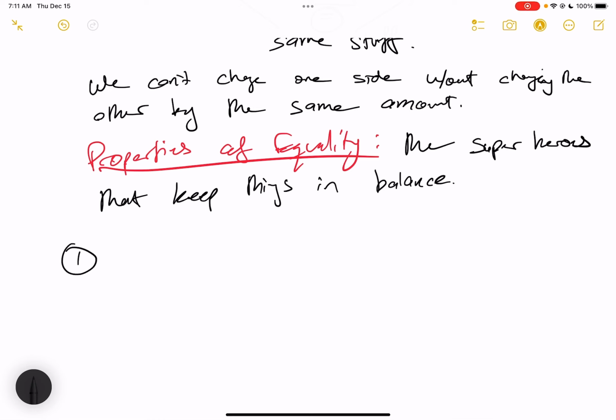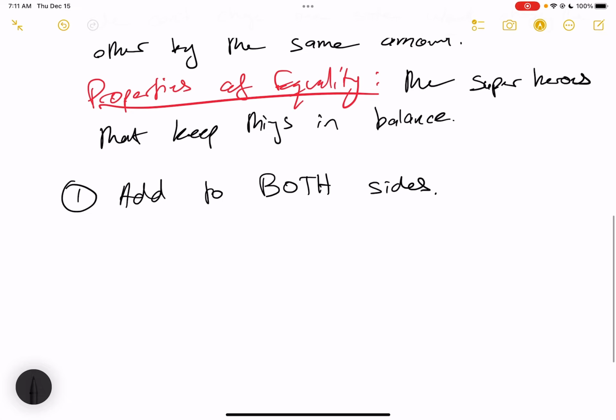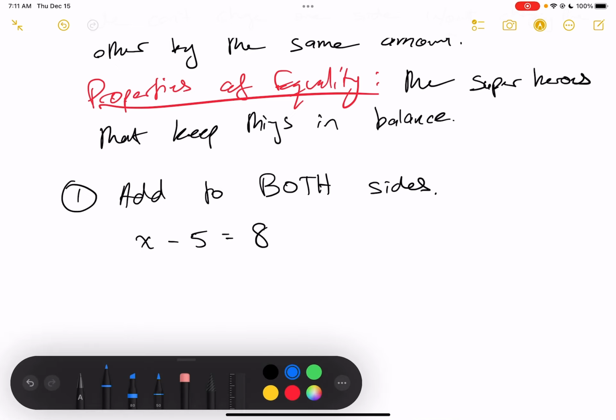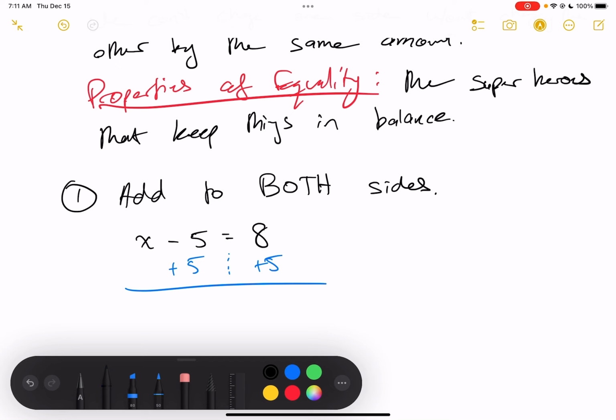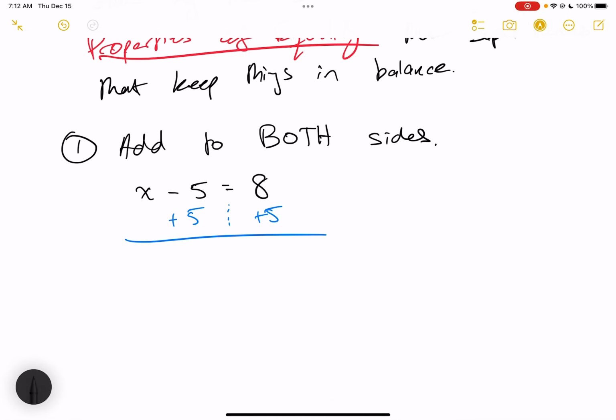The first one is that we can add to both sides. Note that we can't do this to only one side or the other. So in this case, when it comes to adding to both sides, let's take an example here of, say, x minus 5 equals 8. If I want to add to both sides, I'll do that in blue. I want to add 5 to both sides. Note that I have to do this to both, not just one. I have to add 5 to both of them. And then I can add to both sides, and we still have perfect balance. And if you do this, you'll find that x equals 13, which works out for this equation.